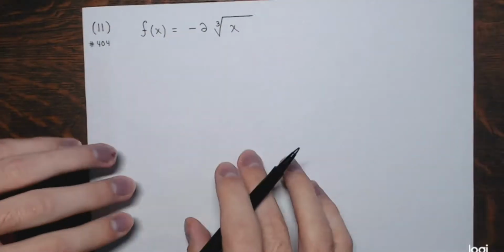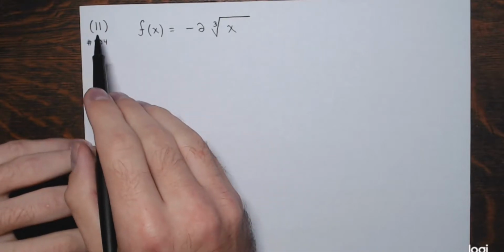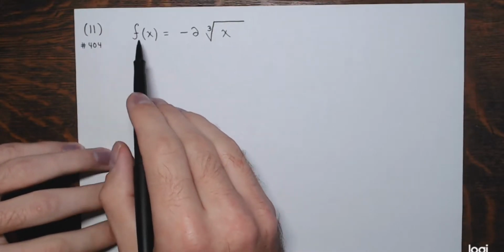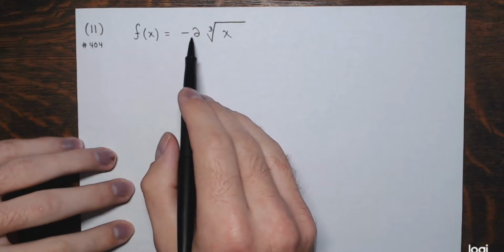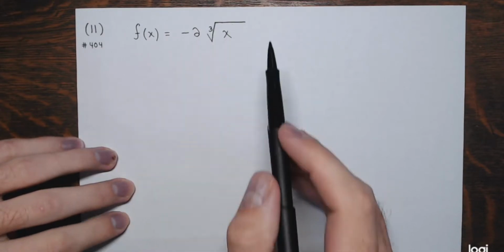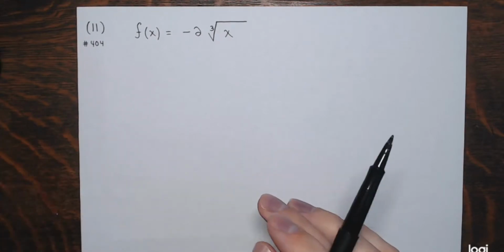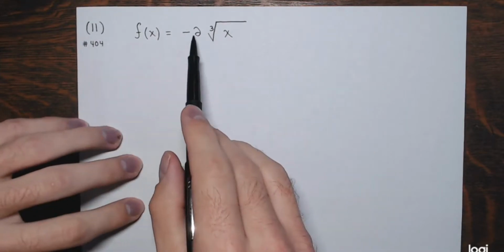So here it's f of x, number 11, exercise 404 in the text. F of x equals negative 2 this time, not negative 1, just negative 2 times the cube root of x. So very similar to the last question, but instead of multiplying by negative 1, we're multiplying by negative 2.